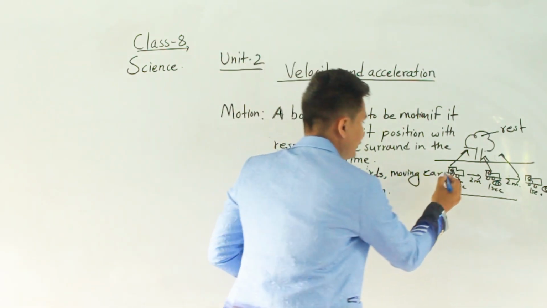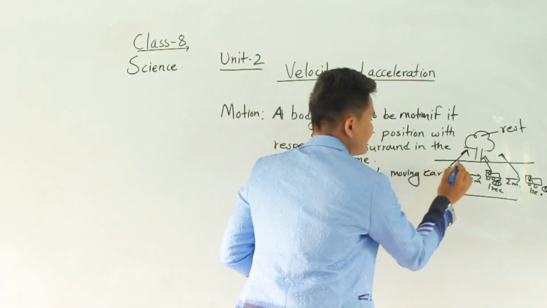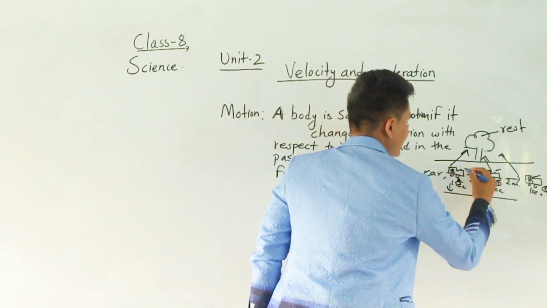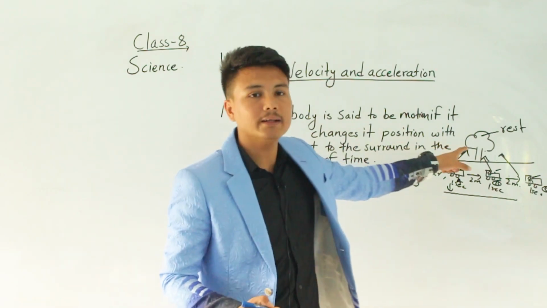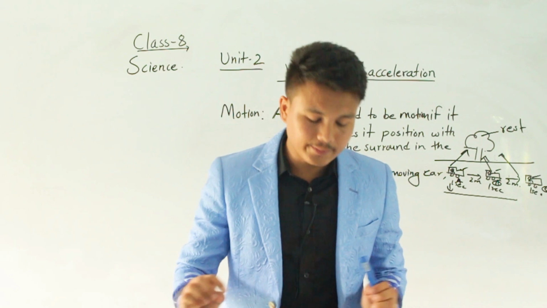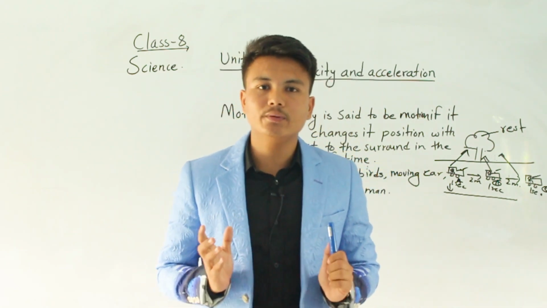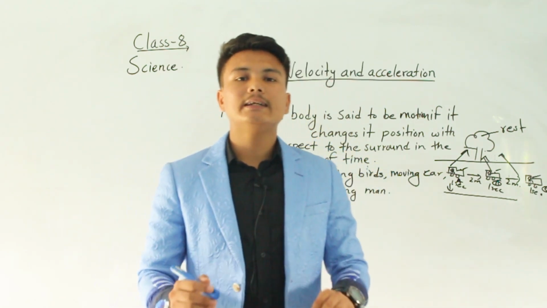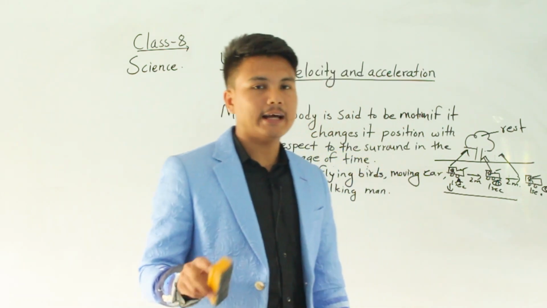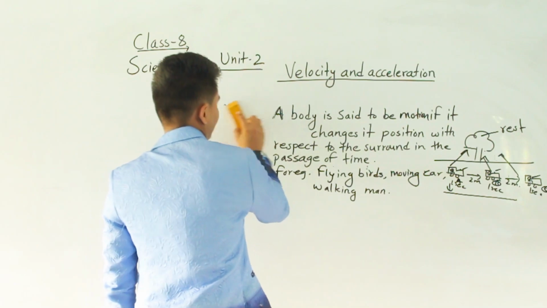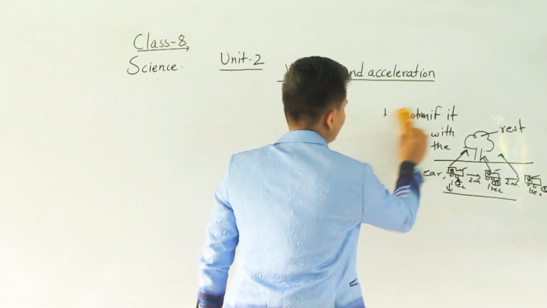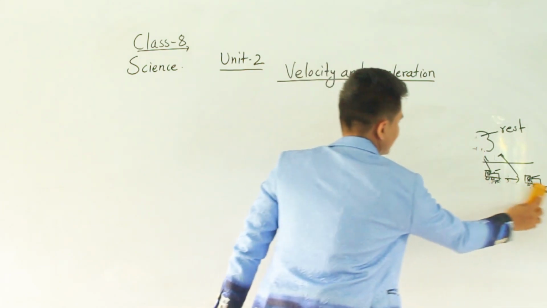Let me say the passenger inside the car is at rest relative, but this running car is in motion relative with respect to that surrounding. So that's why rest and motion are relative terms. Clear, all of you? Rest and motion are relative terms. Okay. So let's talk about the different types of motion. Clear about rest and motion? Okay. So shall we move to the next topic? Sure.